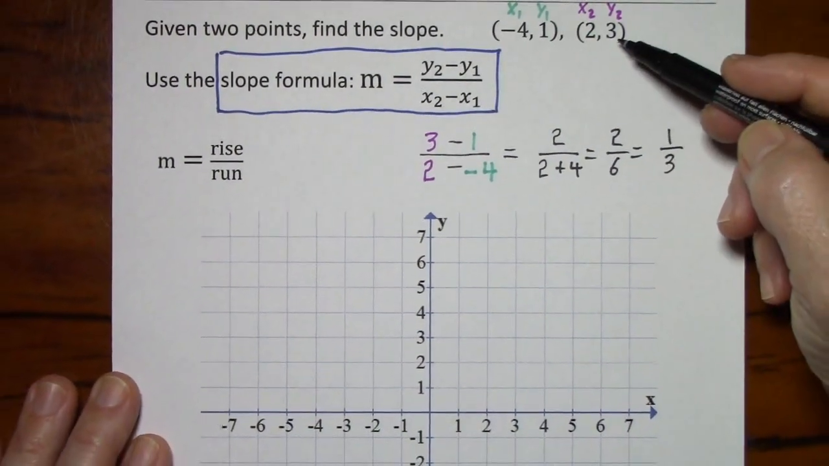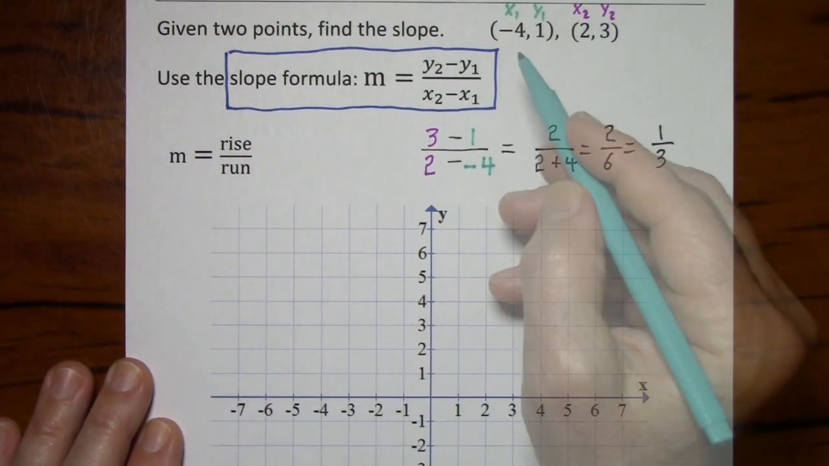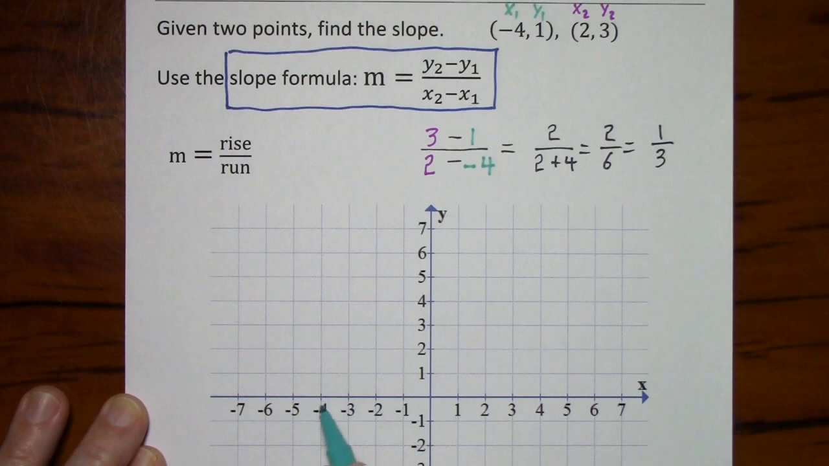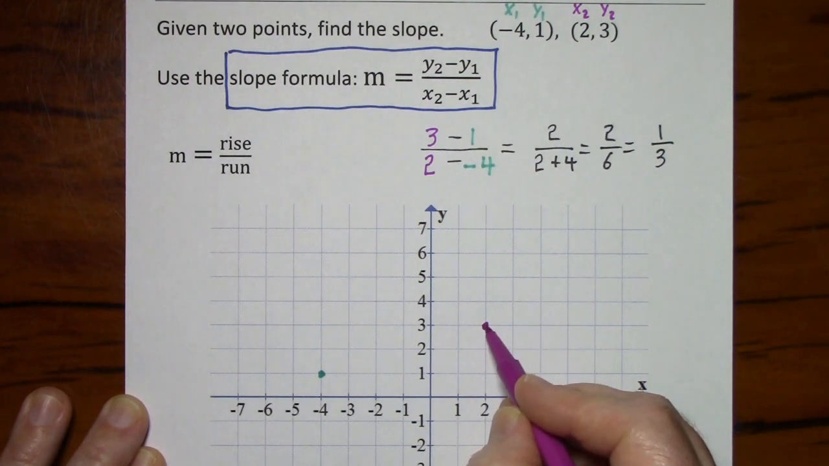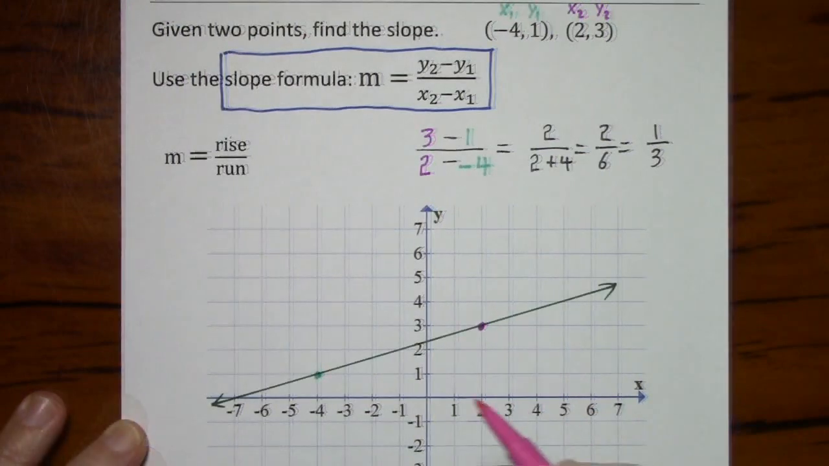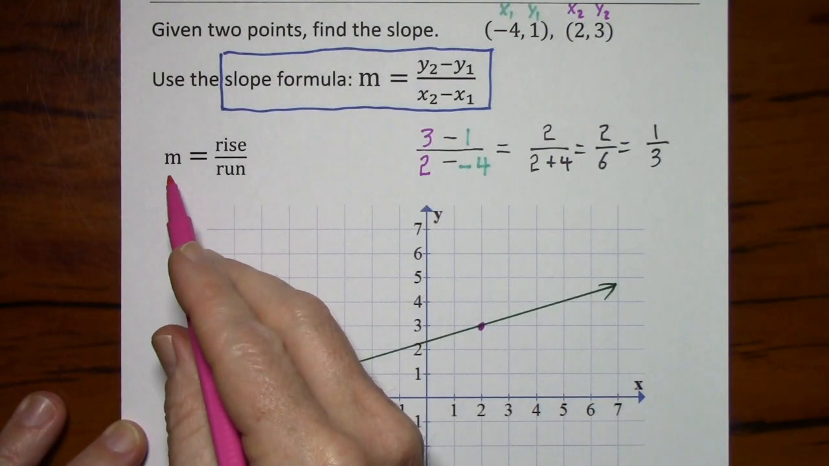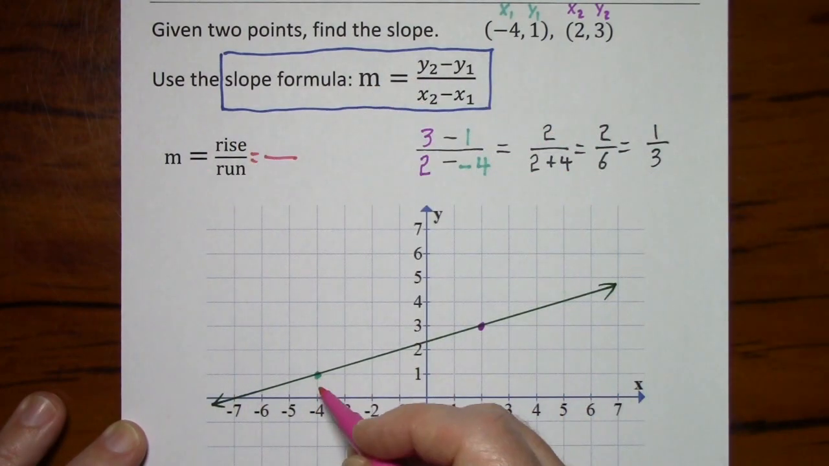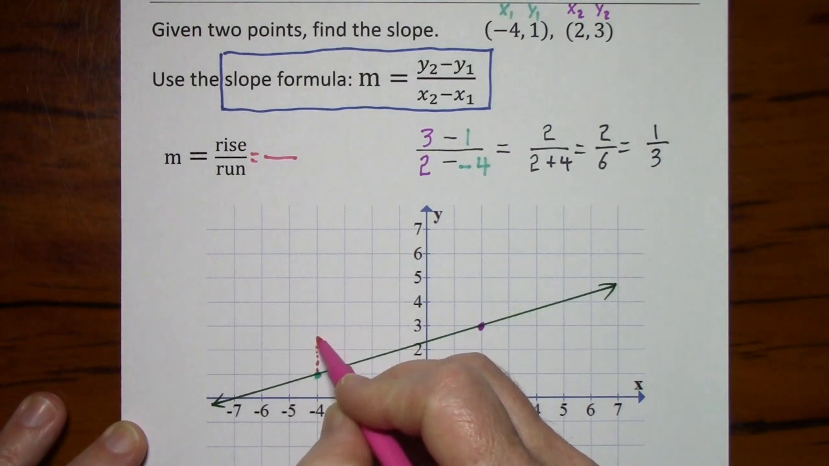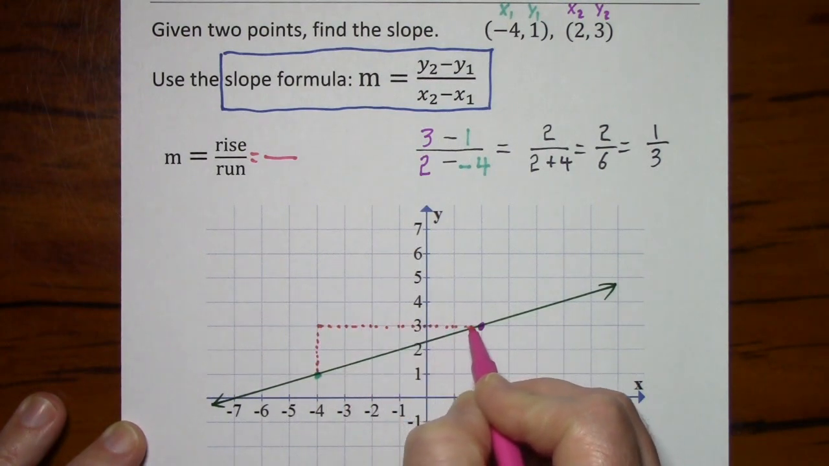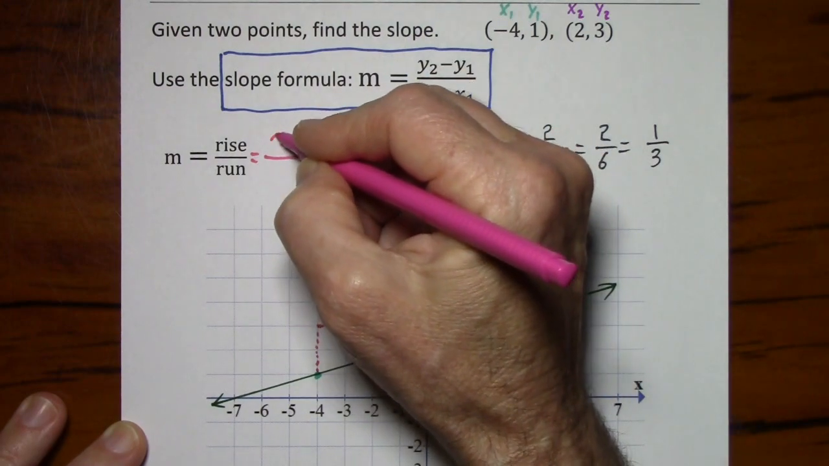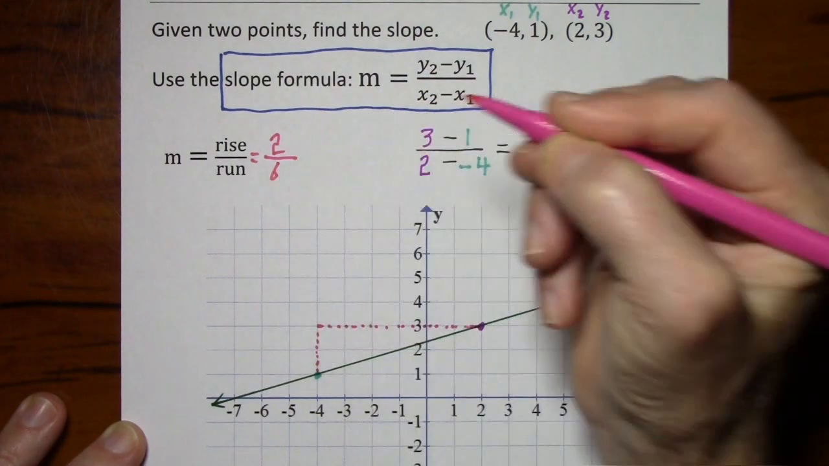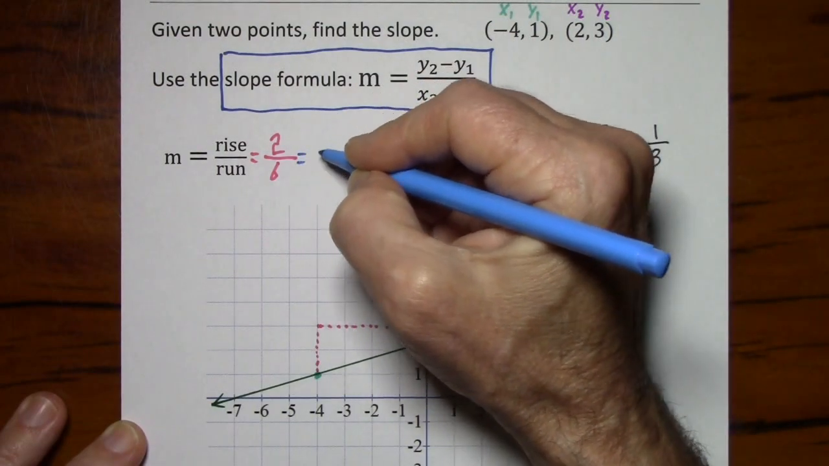Let's go ahead and graph these 2 points and verify that this is the slope. So negative 4, 1. And 2, 3. We'll graph this line. So to verify, remember slope, we use m, oftentimes is rise over run. So if we start here, we had to rise 2 and run 6. We rise 2 and we run 6. 2/6 can be reduced to 1/3.